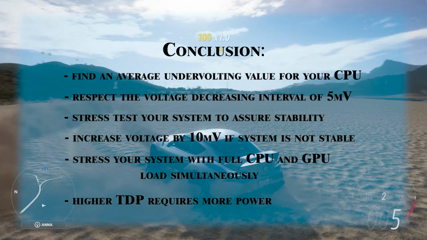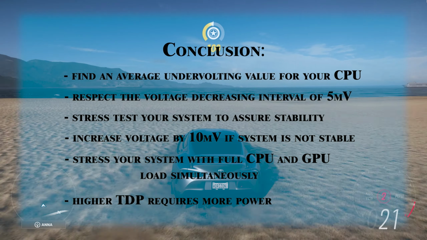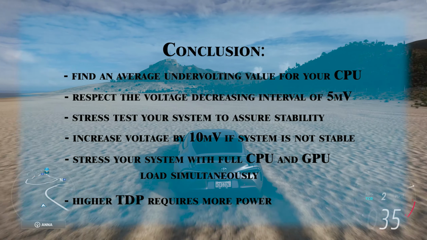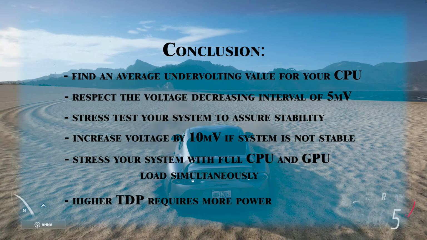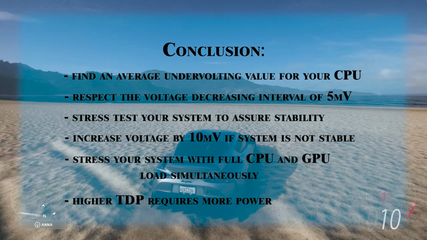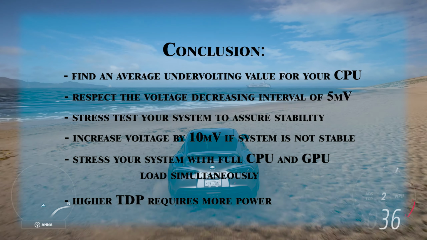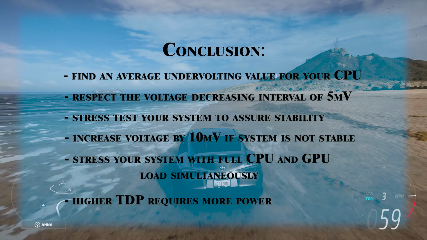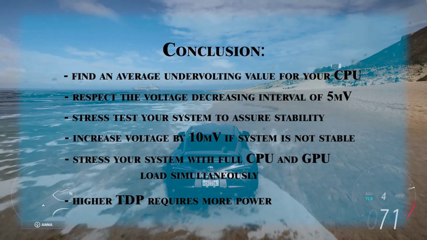If after this manipulation your system is not stable, I advise you to increase your voltage by 10 mV. After finding a maximum stable undervolting value, you should stress test your system with a benchmark or 3D game. It's very important to stress test your system with full CPU and GPU load simultaneously. After increasing the TDP limit, you can start noticing battery drain while gaming. It means that your power supply cannot provide the required power. In this case, the missing energy is taken from the battery.